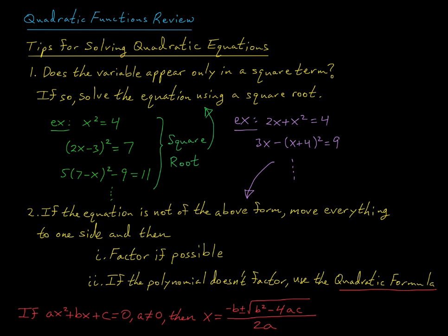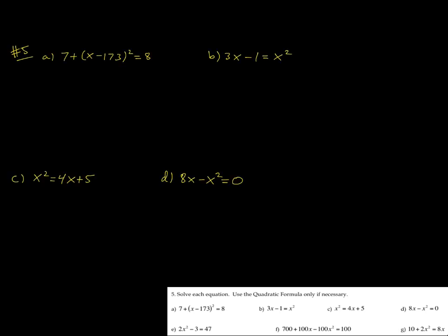All right, so let's go ahead now and look at problem 5 on the worksheet. Solve each equation using the quadratic formula only if necessary. Okay, so we'll start here with 7 plus the quantity x minus 173 squared, and then that's all equal to 8. So here I really don't want to multiply out x minus 173 squared, because that's going to produce some rather large numbers.